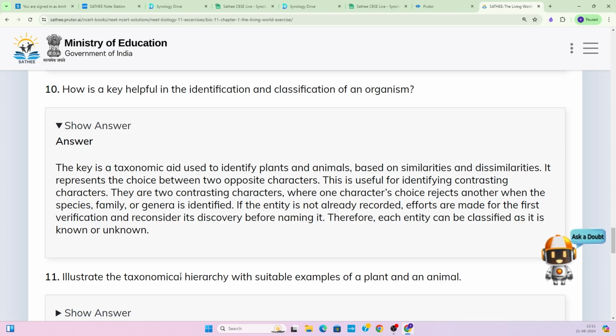If the entity is not already recorded, efforts are made for first verification and to reconsider its discovery before naming it. All these things are done before naming it, and therefore each entity can be classified as known or unknown, that is, whether the entity has been classified earlier or not.